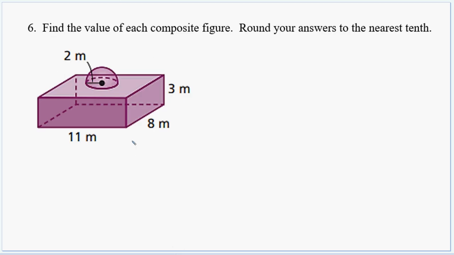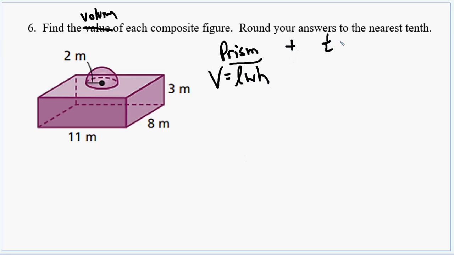Number 6. Find the value of each composite figure. Round your answer to the nearest tenth. Well, I guess that wouldn't be the value. That would be the volume of each composite figure, and then we'll add them together. So let's see. We've got a prism, a rectangular prism. That'll just be length times width times height. And then we're going to add to that a hemisphere, or a half sphere. So our sphere is 4/3 pi r cubed. And again, we're just going to add those values together.